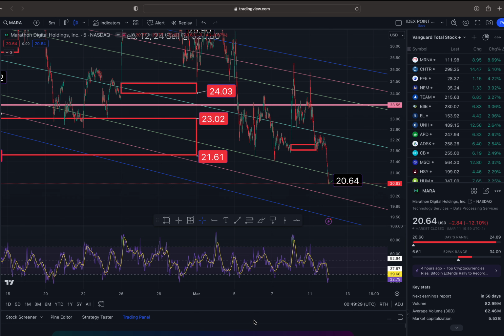This is Mara. Here are your price targets for Tuesday. We ended the day at $20.64, down more than 12%. The day's low, $20.60. The day's high, $24.89. This is where we landed.